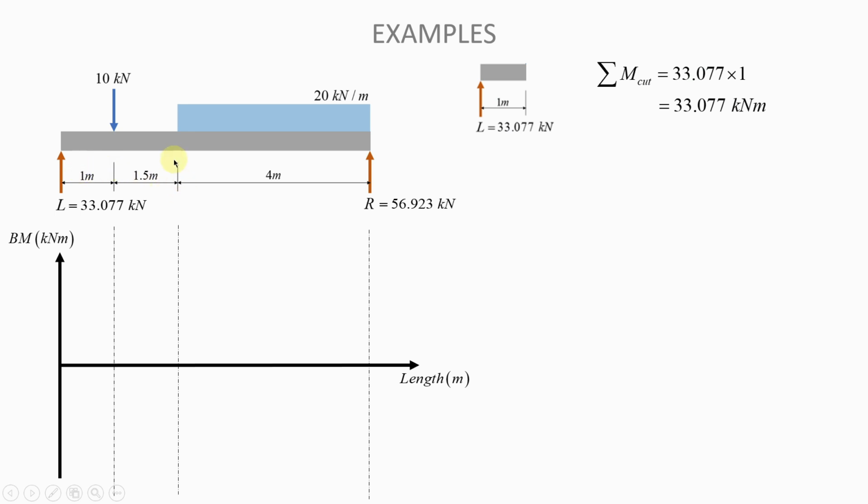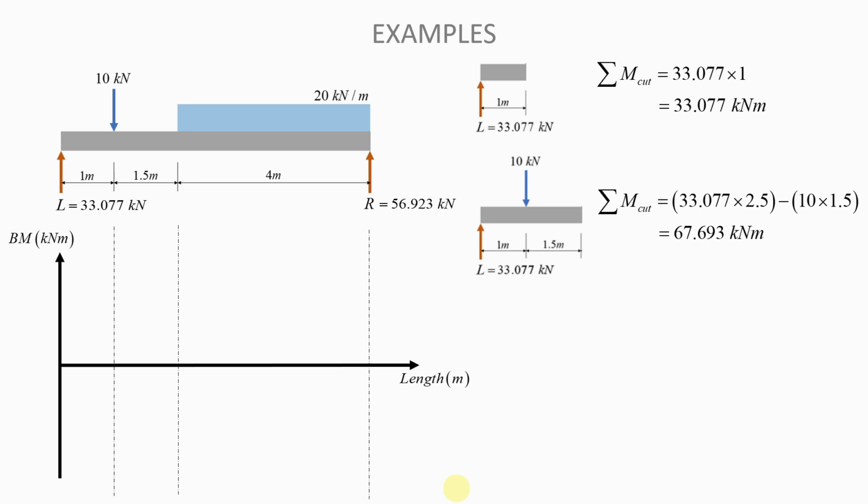The second point of interest is here, so we're going to cut the beam there and again find the moment about the cut. If you cut the beam there and do away with this, this is what you will be left with, what you see here. If we try to find our moments about this cut, the sum of moments, remembering that clockwise moments are positive and anti-clockwise moments are negative, then this is what you will get.